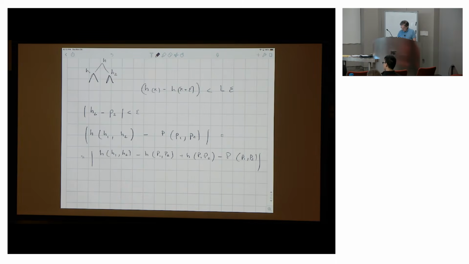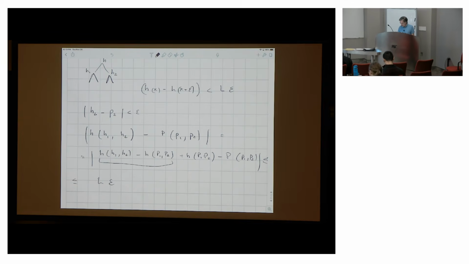And then I see that this one, because of this property, will be less than L epsilon, and this one, I know that H, one of these constituent functions for the same inputs, will approximate P within epsilon, so this will also be plus epsilon. And so this is in the order of epsilon.